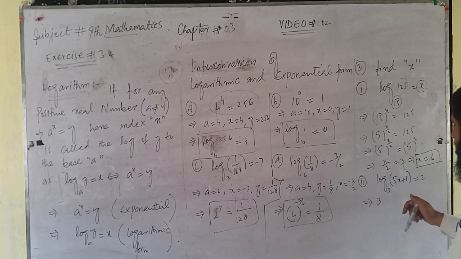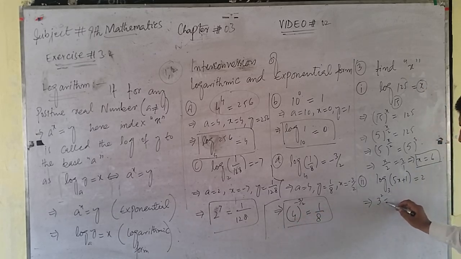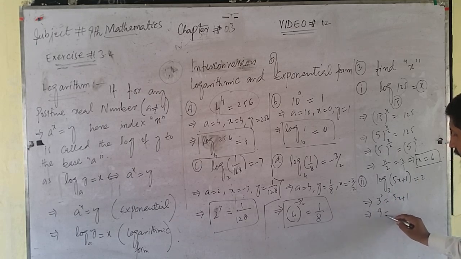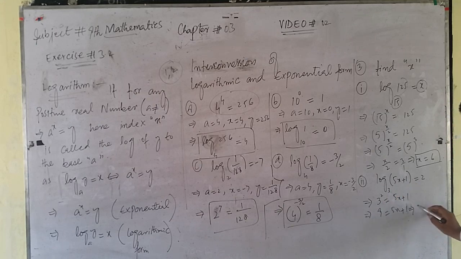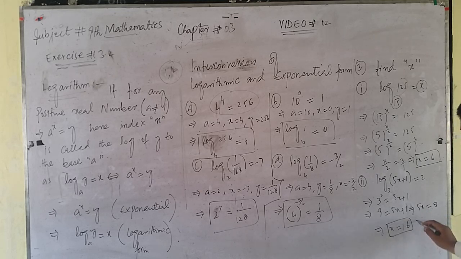Now the second question. Here a is 3 and y we have 3 power x. First of all we need to convert it into exponential form. So 3 power 2 will be equal to 5x plus 1. It's the exponential form of the given logarithmic equation, so 9 equals 5x plus 1. This implies that 5x will be equal to 9 minus 1, that will be equal to 8. Dividing both sides by 5, x will be equal to 1.6.